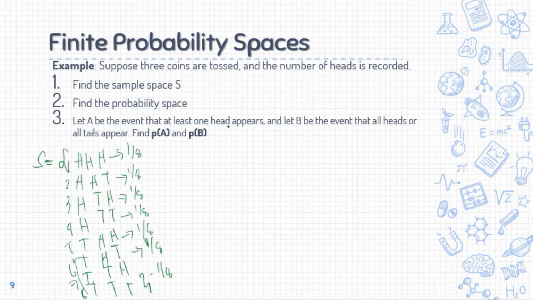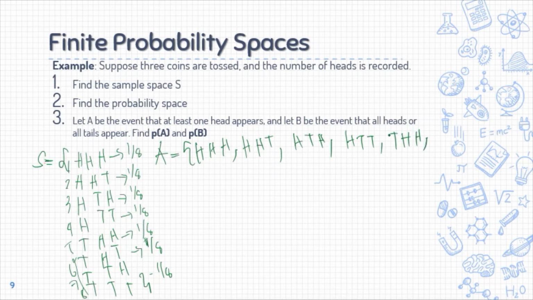Now, let A be the event that at least one head appears. At least one head, so it could even be three heads. So the events in A could be: head, head, head; head, head, tail; head, tail, head; head, tail, tail; tail, head, head; and tail, head, tail; tail, tail, head. These are the events wherein at least one head appears.